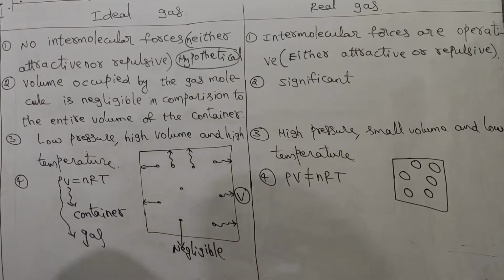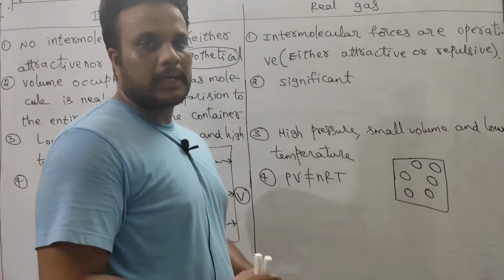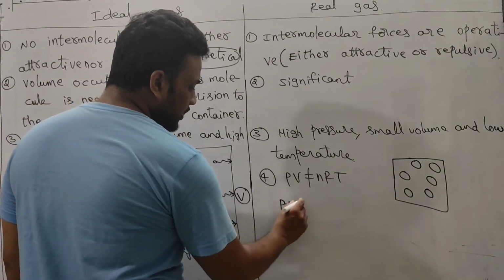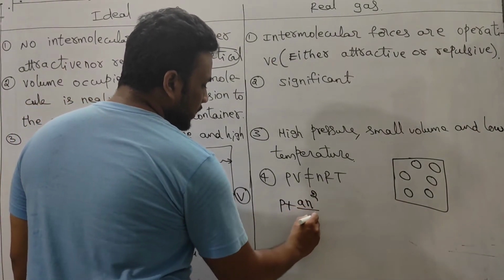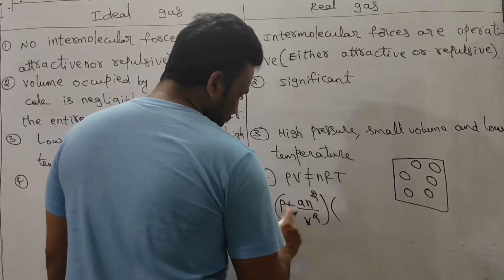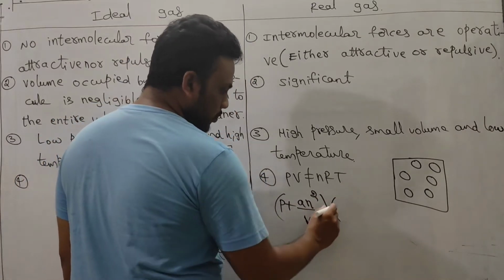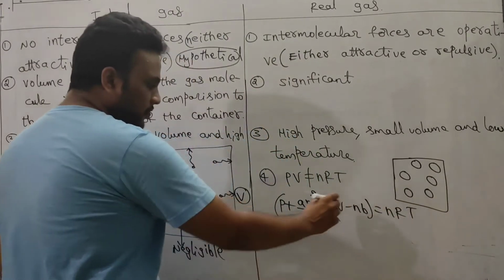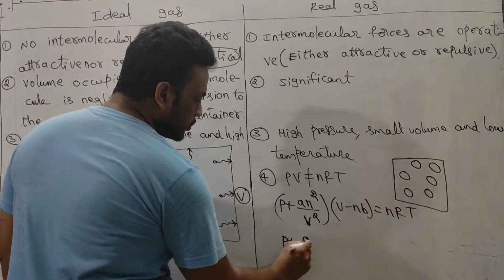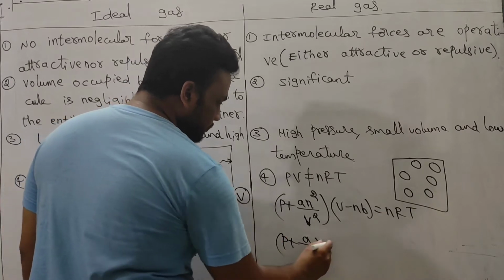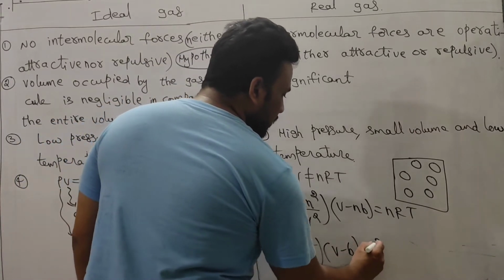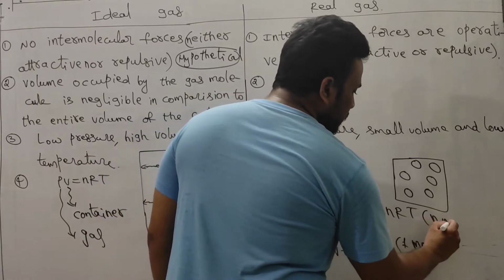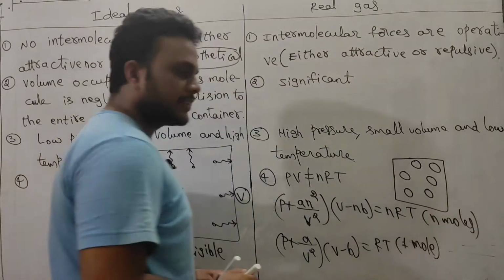We know ideal gases obey the ideal gas equation, that is PV equals nRT, but real gases do not obey the ideal gas equation. They obey the real gas equation, also called the van der Waals equation: (P + an²/V²)(V − nb) = nRT. This is for n moles. For 1 mole of gas molecules you can write it in the same way.